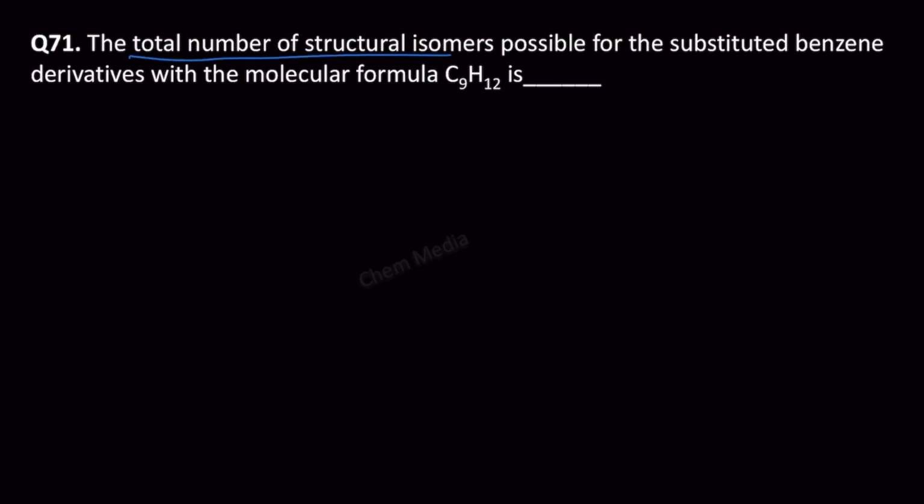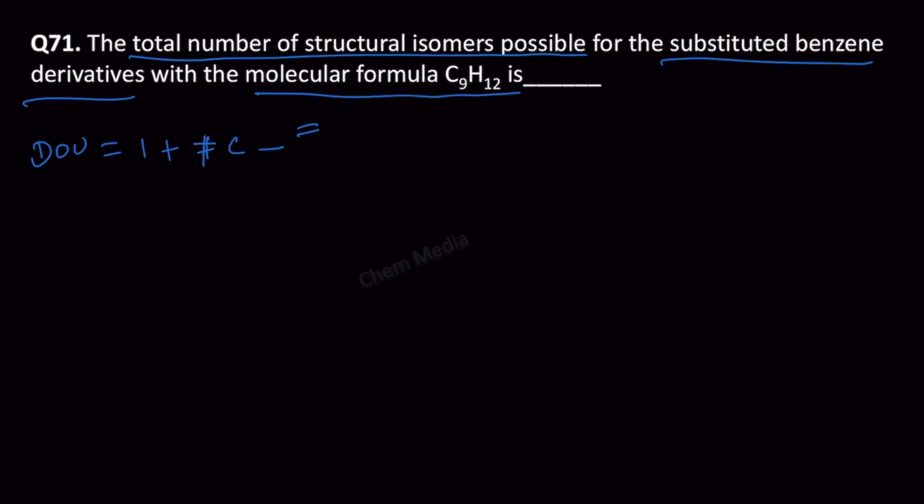What is the total number of structural isomers possible for the substituted benzene derivatives with the molecular formula C9H12? Let us first determine the degree of unsaturation for C9H12. Therefore, this is a hydrocarbon. So, for a hydrocarbon it is 1 plus number of carbon atoms minus number of hydrogen atoms by 2. So, therefore, this is equal to 1 plus 9 minus 12 by 2 and that is equal to 10 minus 6 and that is equal to 4.